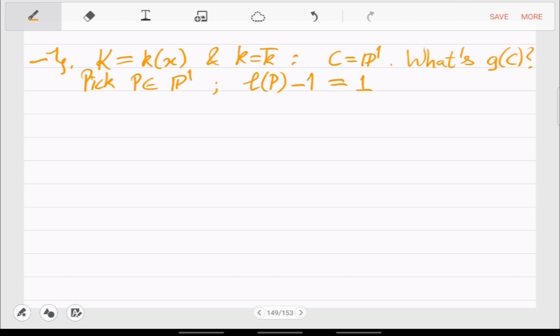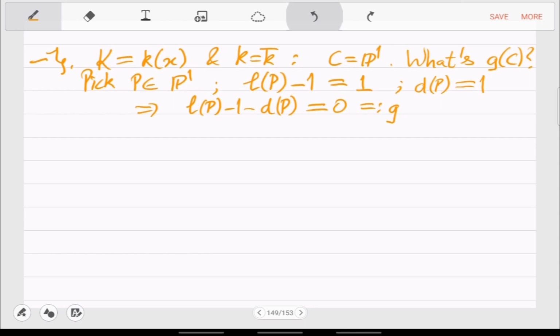Right, and what is the degree of the point? It's just 1 for an algebraically closed field. So you see that the difference, LP minus 1 degree, is equal to 0, and that's the genus. Can you repeat the argument, LP minus 1 is equal to 1?